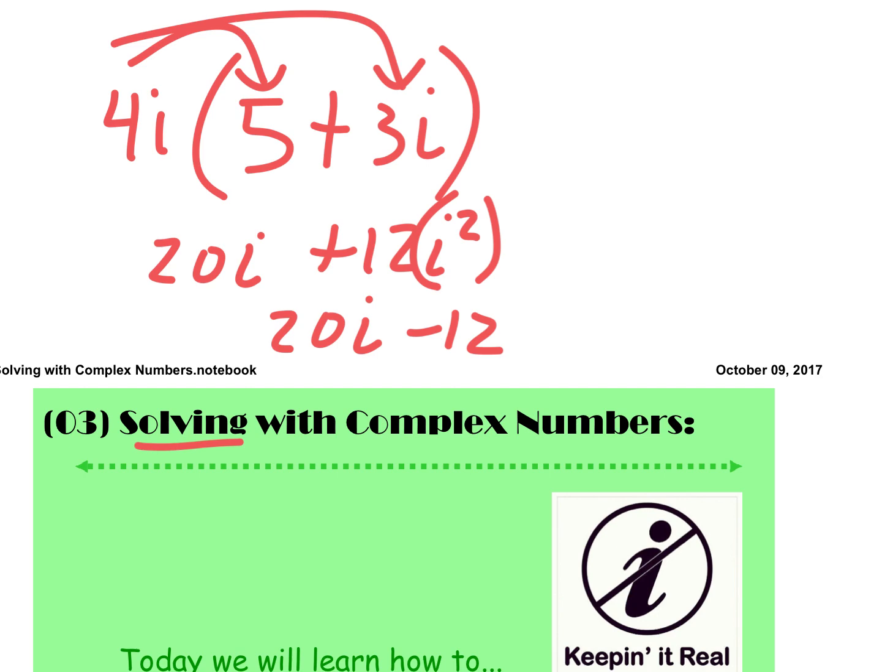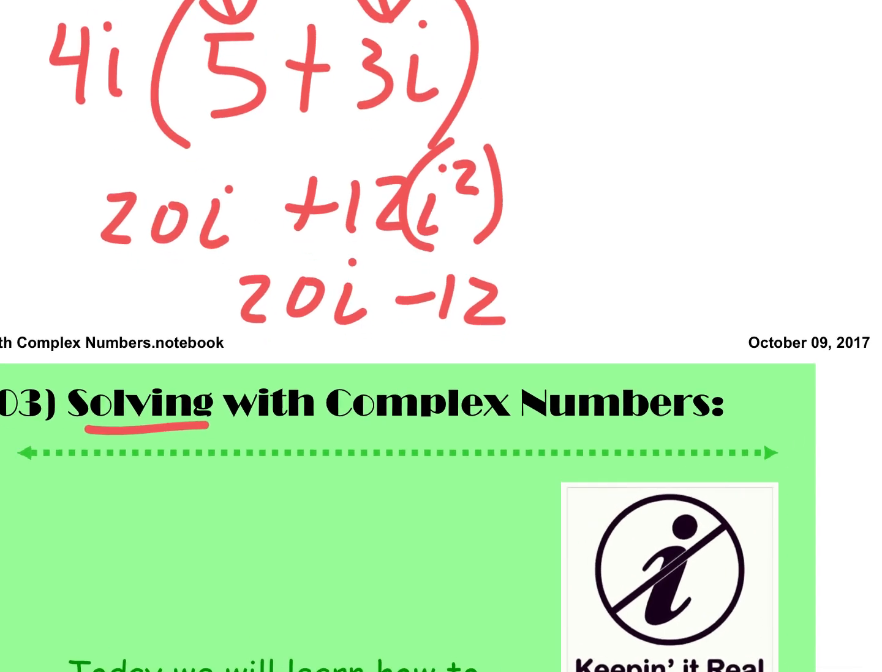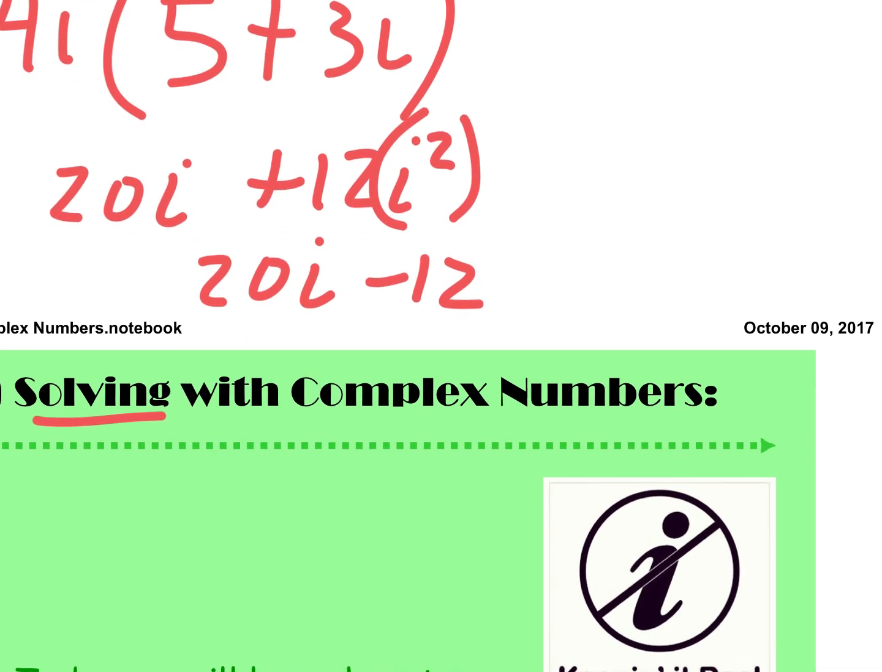Who knows what I'm talking about? Patel, what do you think is wrong with it? You have to put like the actual number in front of the imaginary number. So -12 plus 20i. Raise your hand if you had that one.